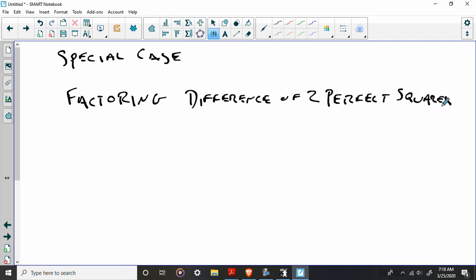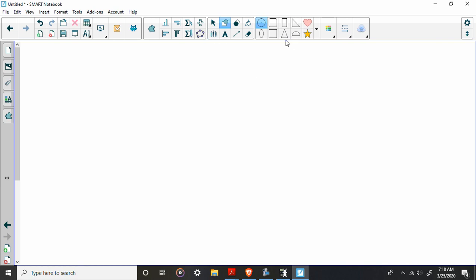We should know that difference means minus. Factoring, this is what we've been doing. We've been finding the factors of the C term that add up to the B term. We've got to talk about what perfect squares are. So first of all, let's talk about what a square is. Hopefully you know what a square is, right?